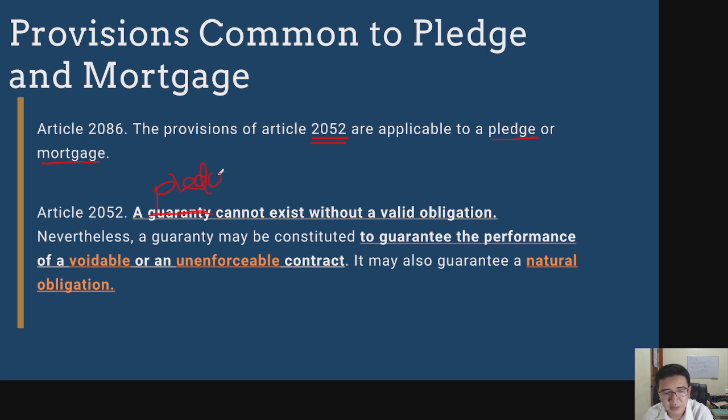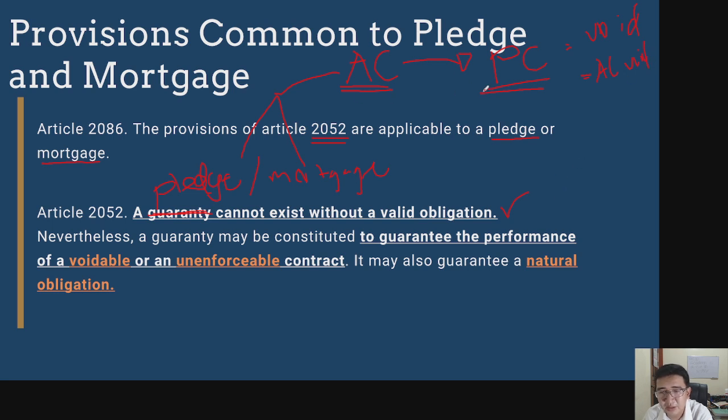Pledge or mortgage cannot exist without a valid obligation. Same reasoning as in guarantee, because they are accessory contracts. Okay, meaning that they are dependent on the validity of the principal contract. Hence, if the principal contract is void, then the accessory contract is also void.